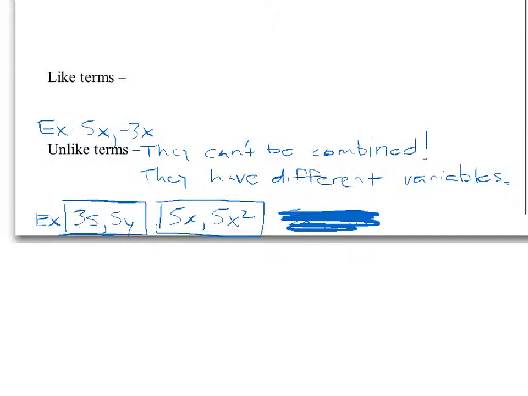Let's try this one. 3xy and 4x. Kip yes or kip no. Are these unlike terms? Yeah, so they have different variables. They have one variable in common, the x, but this one has an extra variable. So this xy is going to be worth something different than just that x. So these are unlike terms.